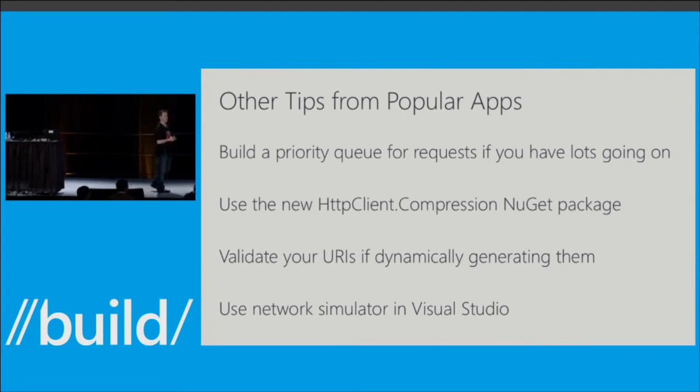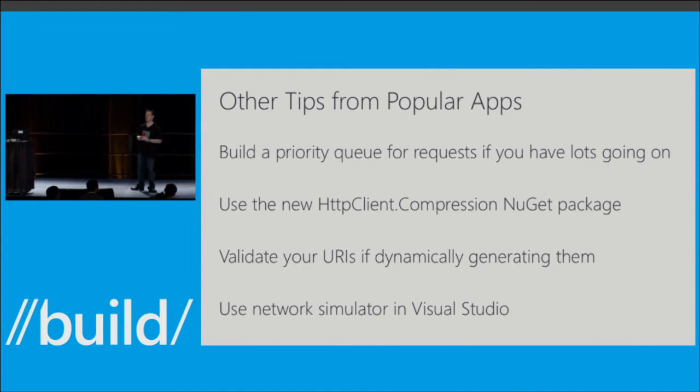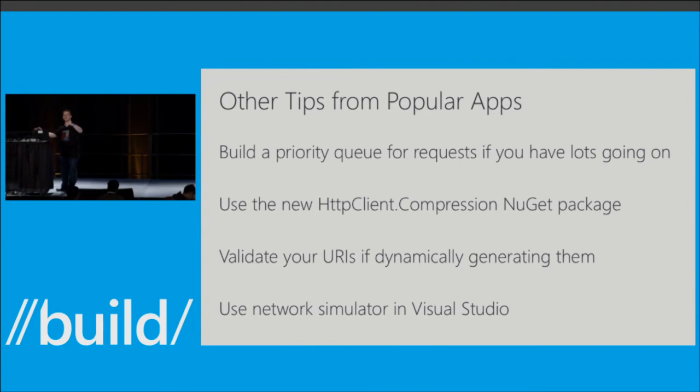And so one of the bits of feedback we got from some internal Microsoft folks was, if you have that kind of situation, consider building a priority queue so that you queue up all your requests, and then if the user switches to a different experience or you decide you need to download something else, you can dump all the ones you haven't already loaded and start loading a new one. And so that's an interesting tip there.